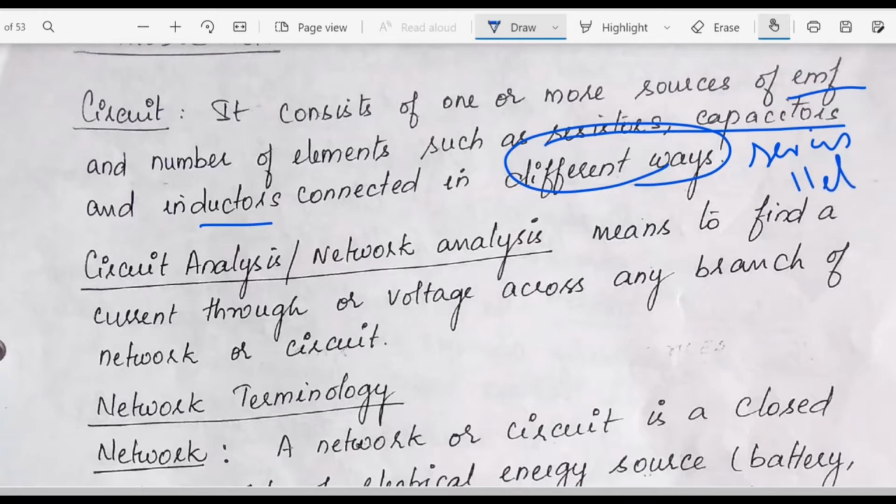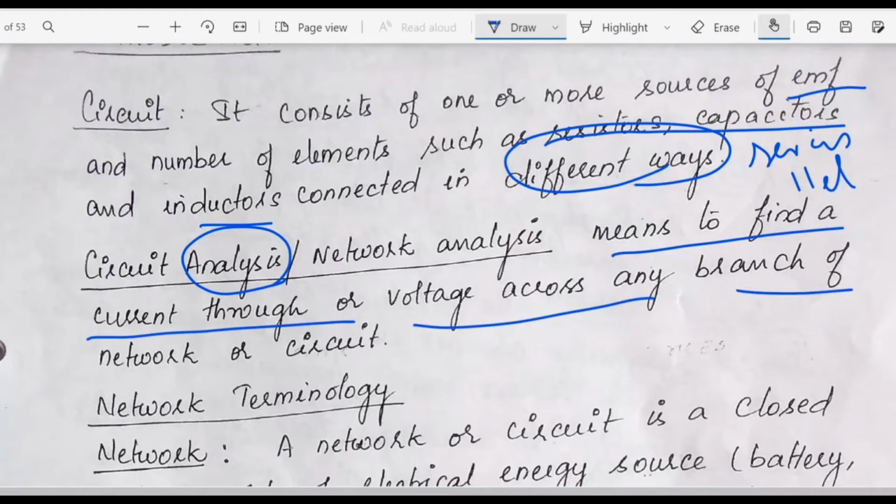Then circuit analysis. I want to stress the word analysis. Analysis means to find the current through or voltage across any branch. What do you mean by analysis? Finding the current through, I want to again stress the words current through. Current flows through the network or a circuit, and voltage across, the word across, any branch of a network or circuit.